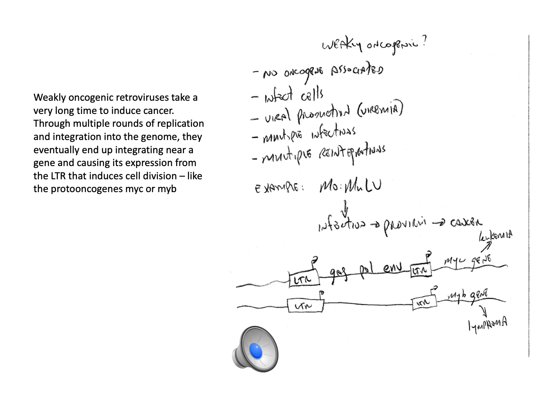So what's different about them? Well, if we look at them, first of all, there's no oncogene associated with it. They look like a classic retrovirus with no additional oncogene. They infect cells. They undergo viral production, which is called viremia. That is, they introduce themselves into the cells. They produce virus. The virus is released from the cell, and then they undergo multiple infections so that the amount of virus in the animal builds up to a very high level. That's called viremia. Lots of virus in the blood.